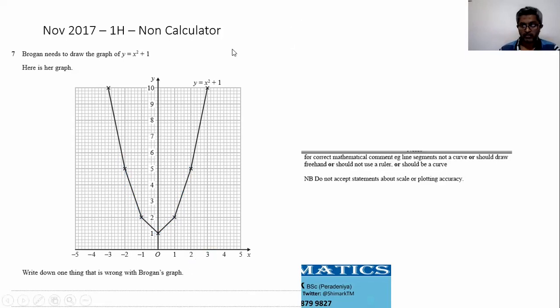Okay. For a correct mathematical comment, for example, line segments, not curve, that is correct. Or should draw freehand, or should not use a ruler, or should be a curve. All these are correct answers. Note: do not accept statements about scale or plotting accuracy.